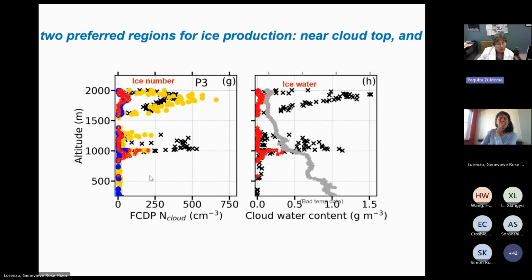The profiles seem to suggest that there were these 2 preferred regions for ice production, one near the cloud top and another near the base. Next slide.